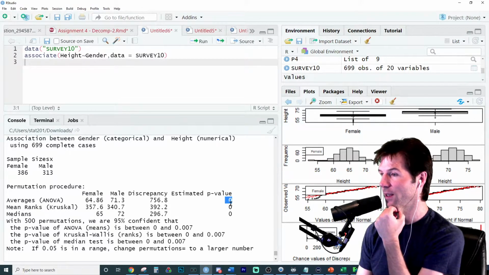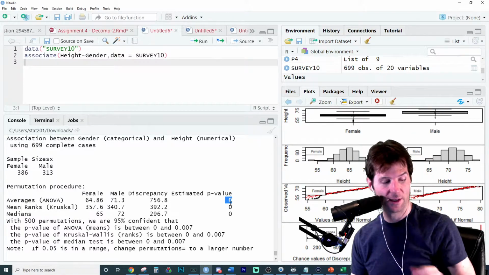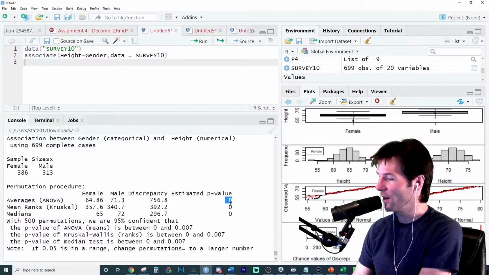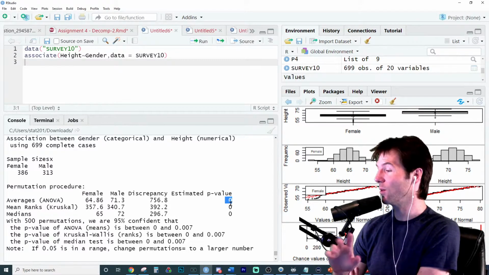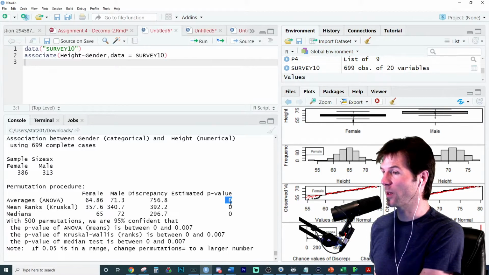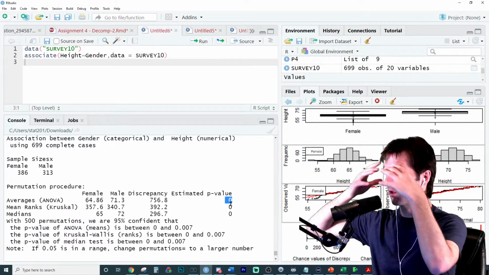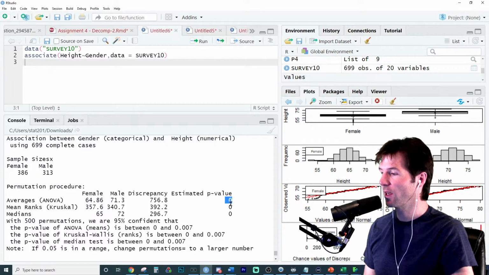I would say I have evidence to conclude, and just wait for it, I reject the null hypothesis, and that's the way we talk towards the end of 201. I reject the null hypothesis. There is evidence of a difference between the heights of males and females. Just a shocking conclusion about the world: we have evidence of a difference between the heights of males and females.